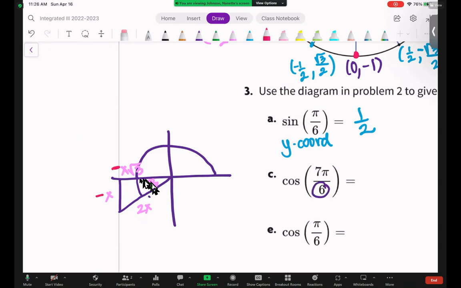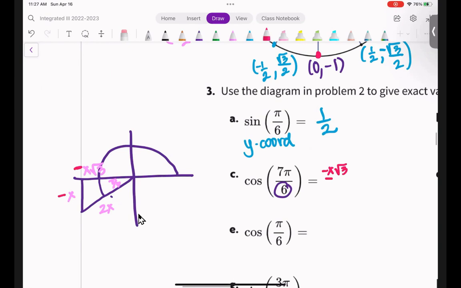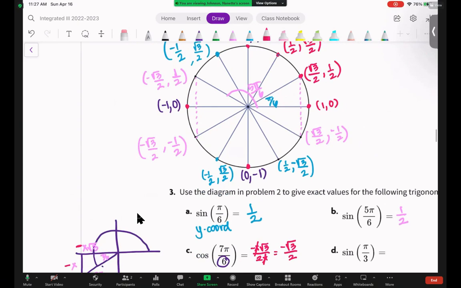And then now you're just going to find the cosine of this reference angle. So the cosine of this guy is, if you remember, adjacent over hypotenuse. So that answer is going to be negative x root 3 over 2x. The x's will cancel, and then you're left with negative root 3 over 2. Now look, that's the same exact thing you would have gotten had you counted over 1 pi, 2 pi, 3 pi, 4 pi, 5 pi, 6 pi, 7 pi, and then looked at the x coordinate. It's the same. So it just depends on what you like to do.